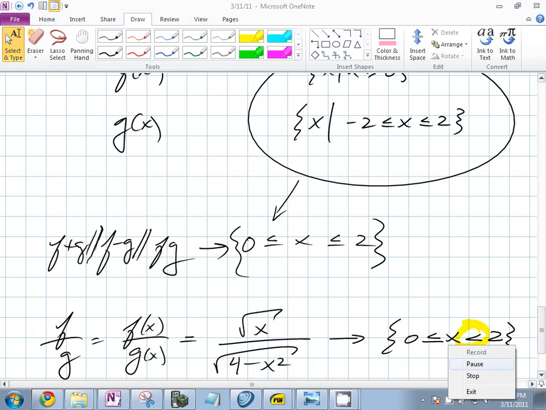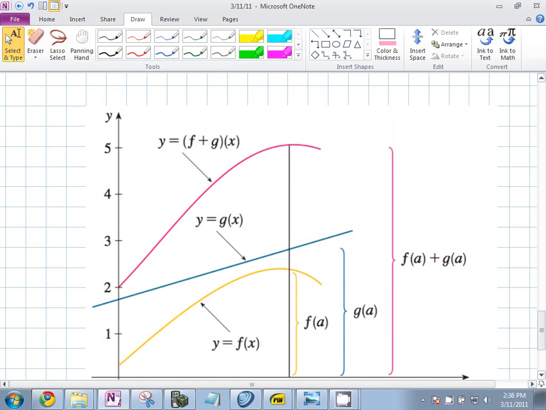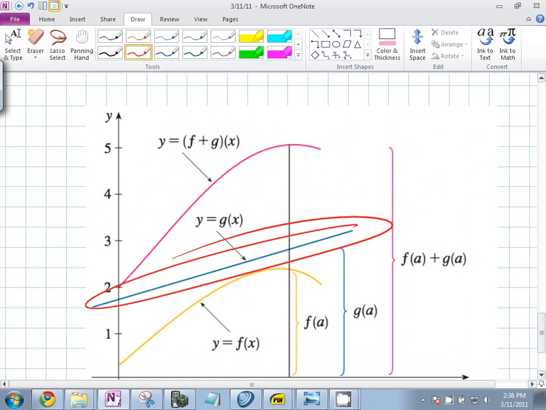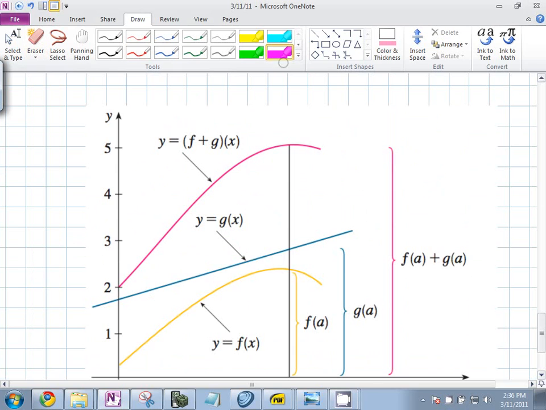The blue is the function g right here. You're adding it to the function f, which is right there, and it turns into this function up there.